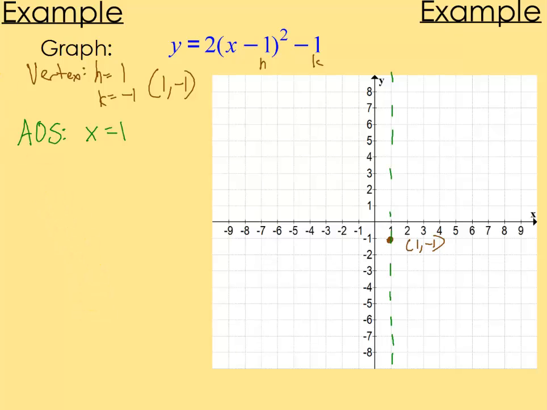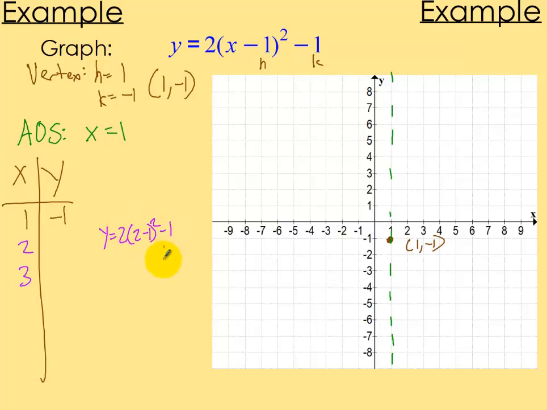Now, I want to plot some more points. So make my table. And I've got my first point already, 1, negative 1. I want to plot 2 points. I'm going to choose, I'll go to the right. Why not? I'll choose 2 and 3. So if x equals 2, what's y equal? Well, I get y equals 2 times (2 minus 1) squared minus 1, which is going to equal 2 times 1 squared minus 1, which is 2 minus 1, which is 1. So when x is 2, y is 1.